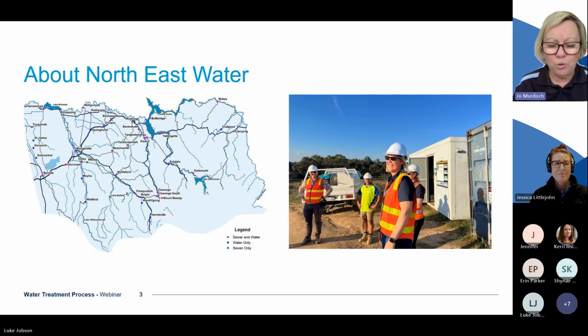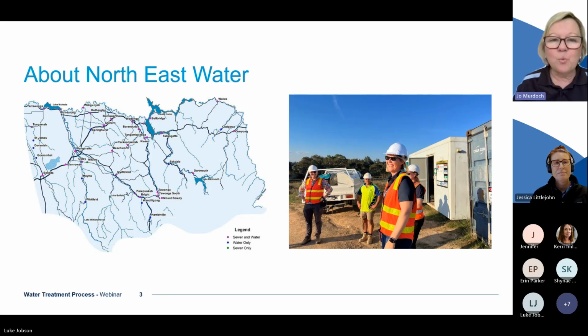Now, before we dive into our main topic and I introduce our guest speakers, I would like to give you all a brief overview of North East Water and what we do. Essentially, we plan for and provide critical water and sewage services to 39 towns across a 20,000 square kilometre region, and our service region is the northeast of Victoria.